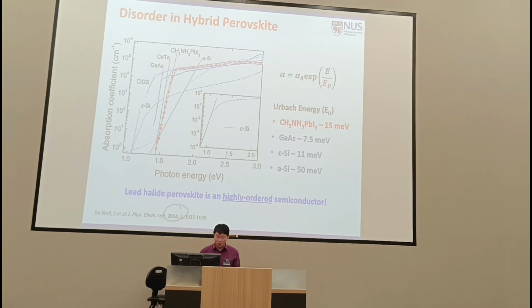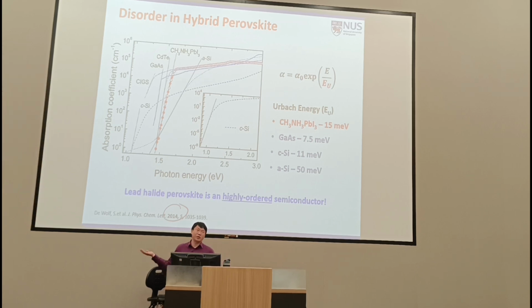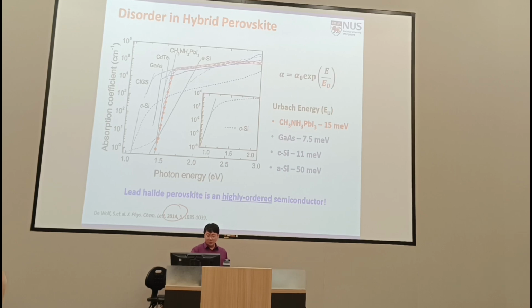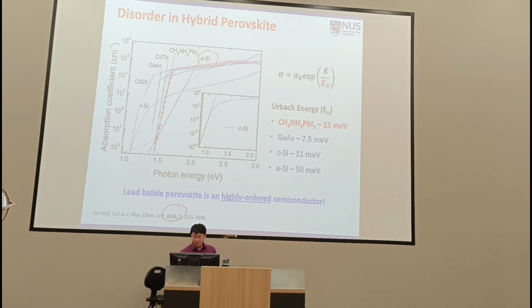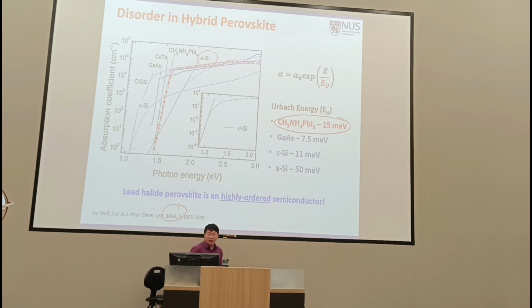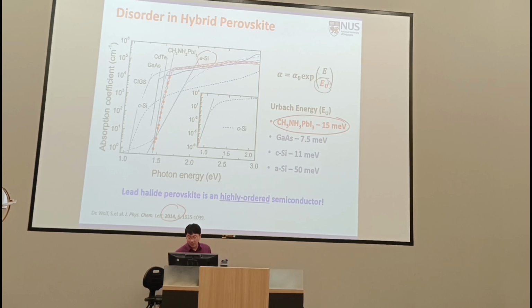This has been done since 2014, 10 years ago. People have already compared. These researchers compared a range of semiconductors, all the way from crystalline silicon to gallium arsenide, cadmium telluride, perovskite, and so on. They also have an example of amorphous silicon, very disordered silicon. It turns out that if you calculate Urbach energy, perovskite has 15 meV. In other words, this EU value is 15 meV.